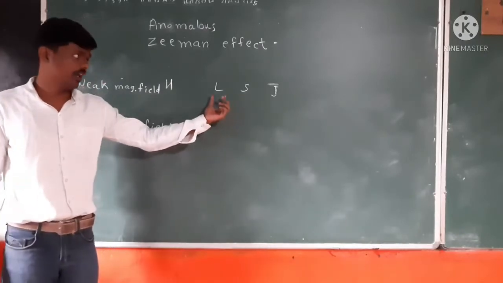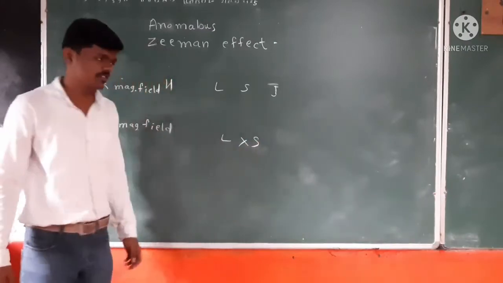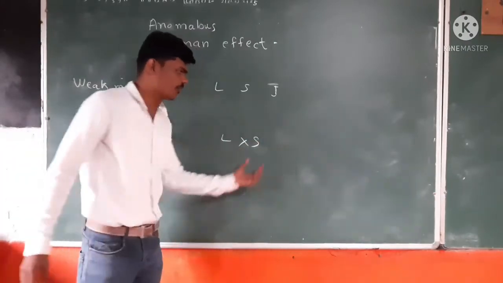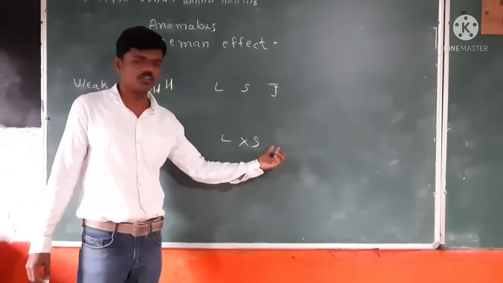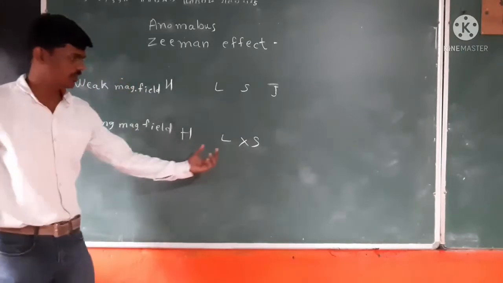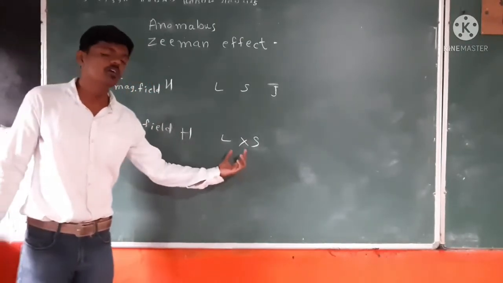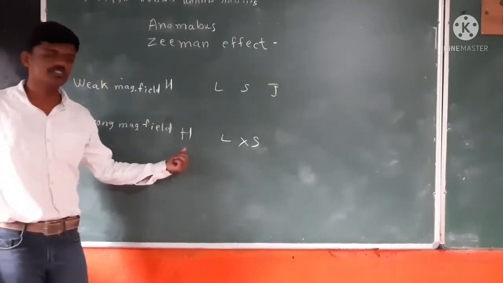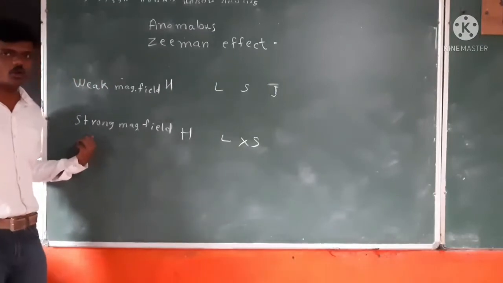The bond between L and S breaks down. So L is not interacting with S now, and the J obviously has no existence. We can say it is not relating now. So these two will independently precess around this resultant J, because their bond is broken down now. Why? There is a strong magnetic field.